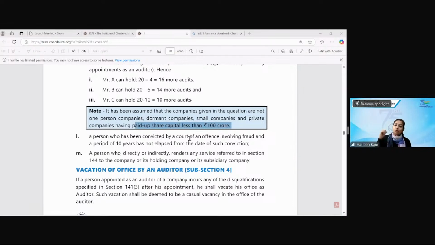And the last clause M says if a person is rendering any of the services under 144 to the company or to its holding company or subsidiary company. So if you are the auditor and you're doing actuarial services to your subsidiary company, can you be appointed as an auditor? And if you say no, ma'am, then why can't you be appointed as an auditor? You have to give me the reason.